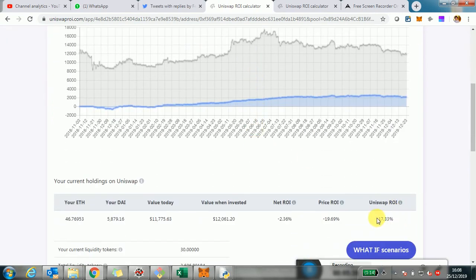And if we look at the net effect, the Uniswap ROI has been 17% over, as we mentioned, a period of about 13 months. In the current market condition, I think that is really good.